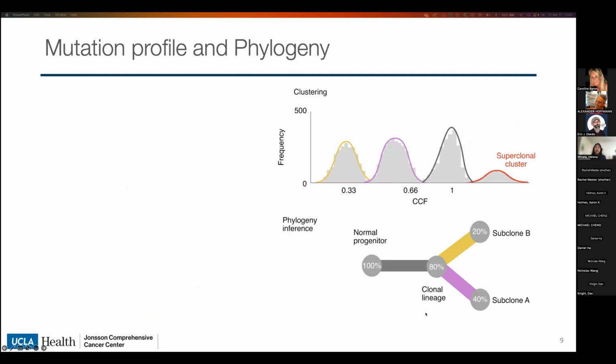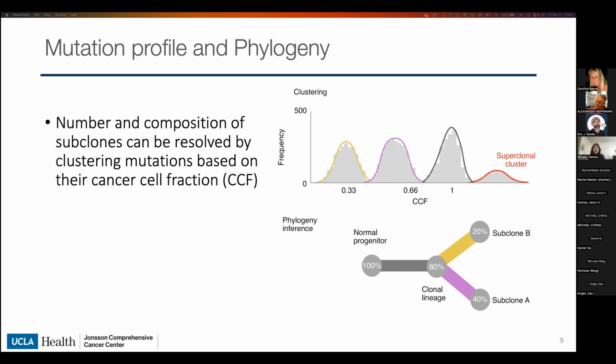Today, I'll be focusing on the mutation profile and phylogeny inference. So the number and composition of subclones can be resolved by clustering mutations based on their cancer cell fraction. And by cancer cell fraction, I mean the proportion of cancer cells in the sample that carries that mutation. And we can calculate that based on the allele frequency and tumor purity inferred from the sample.